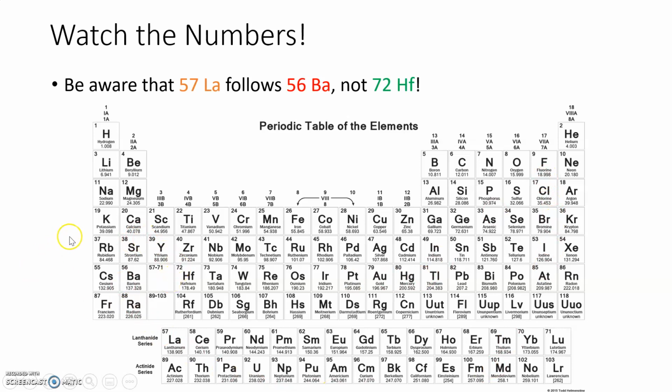And then you just have to keep in mind that when you get to number 56, 56 is followed by 57 down here, and not number 72. So watch your numberings, watch where those numbers are, and you'll be just fine remembering that 56 is followed by 57.